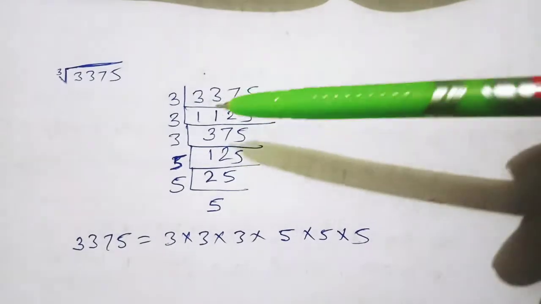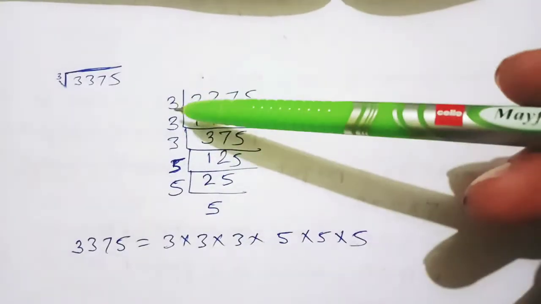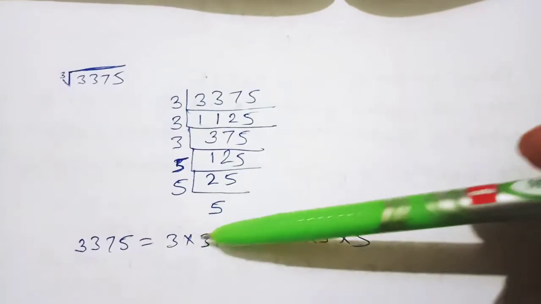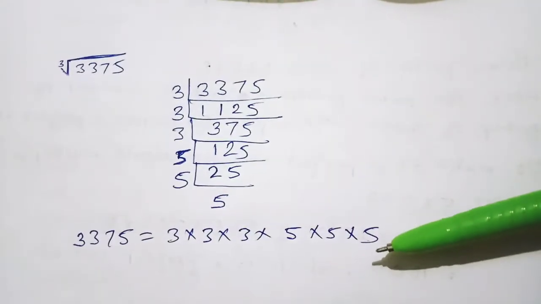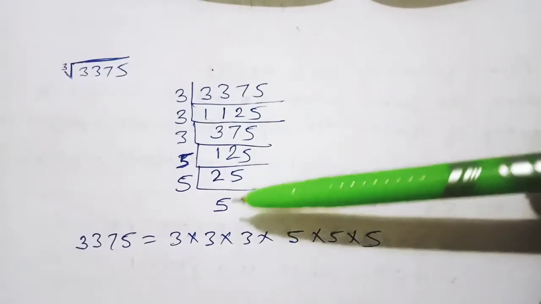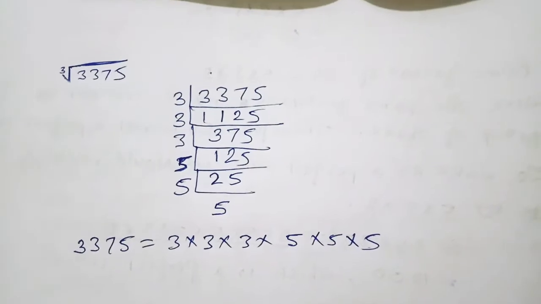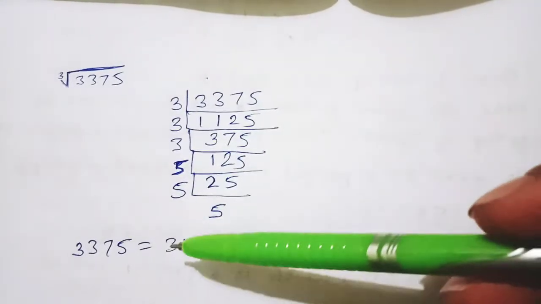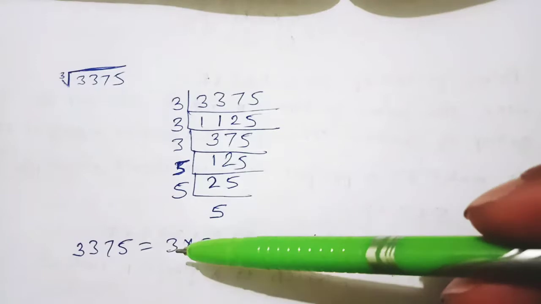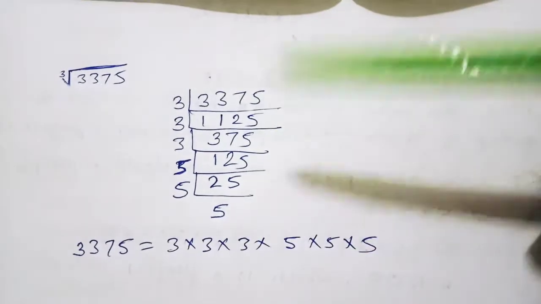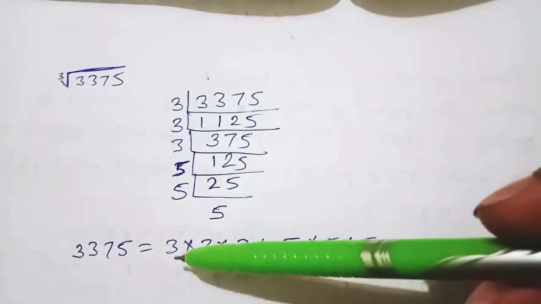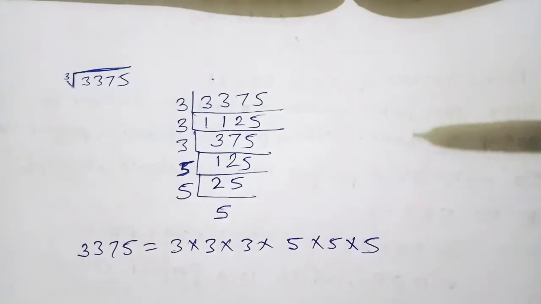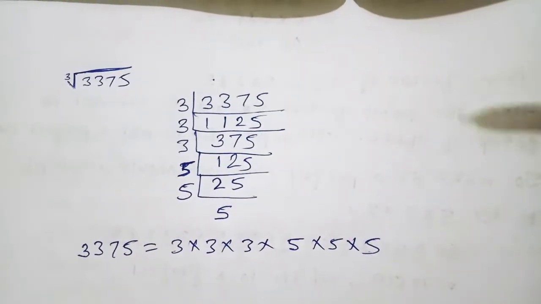You know, in prime factorization you have to write all the numbers as prime factors, in multiplication form. Then recall the method in square root. In square root you have to make pairs of two numbers, because it was a square. But here you have to make groups of three numbers because it is a cube. So this is the difference between square root and cube root.